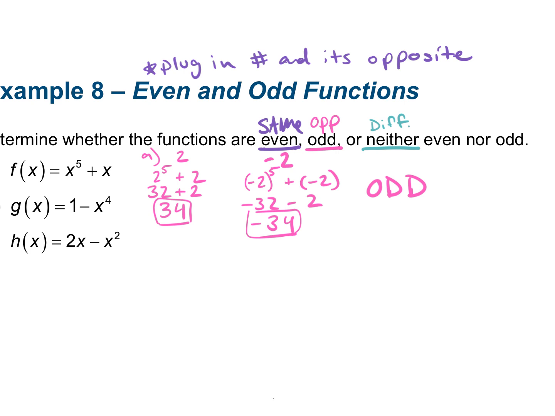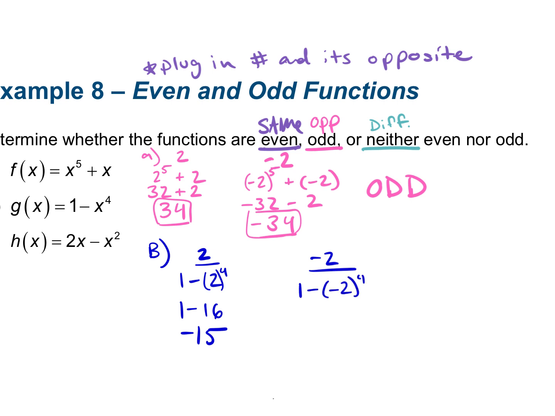Let's do the same thing for B. So what should we plug in for B? 2. So I'm going to plug in 2 first. We have 1 minus 2 to the 4th power. What's 2 to the 4th power? 16. So 1 minus 16 is what? Negative 15. Perfect. Let's plug in negative 2 next. So 1 minus negative 2 to the 4th power.